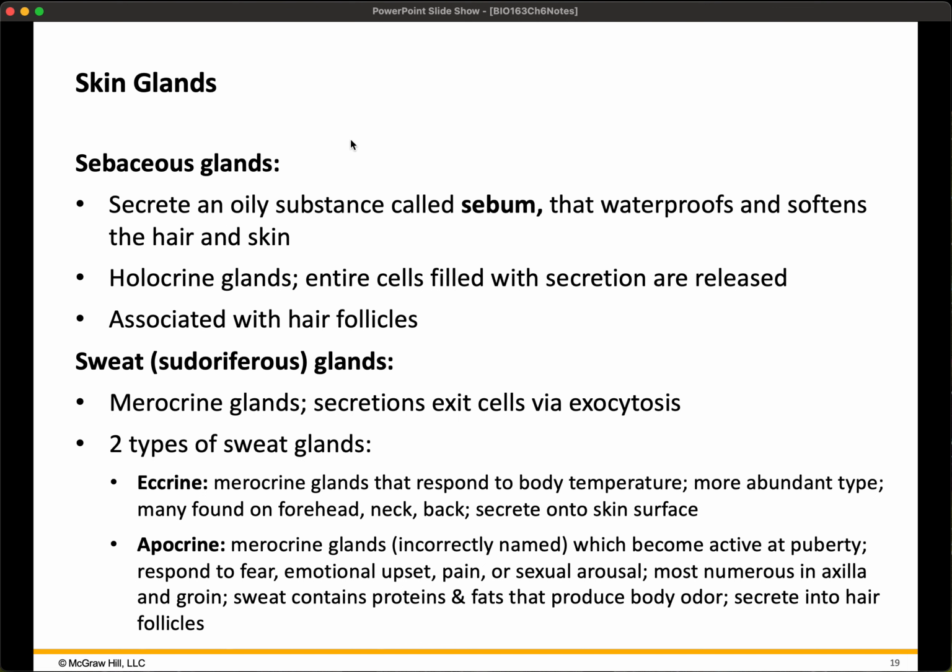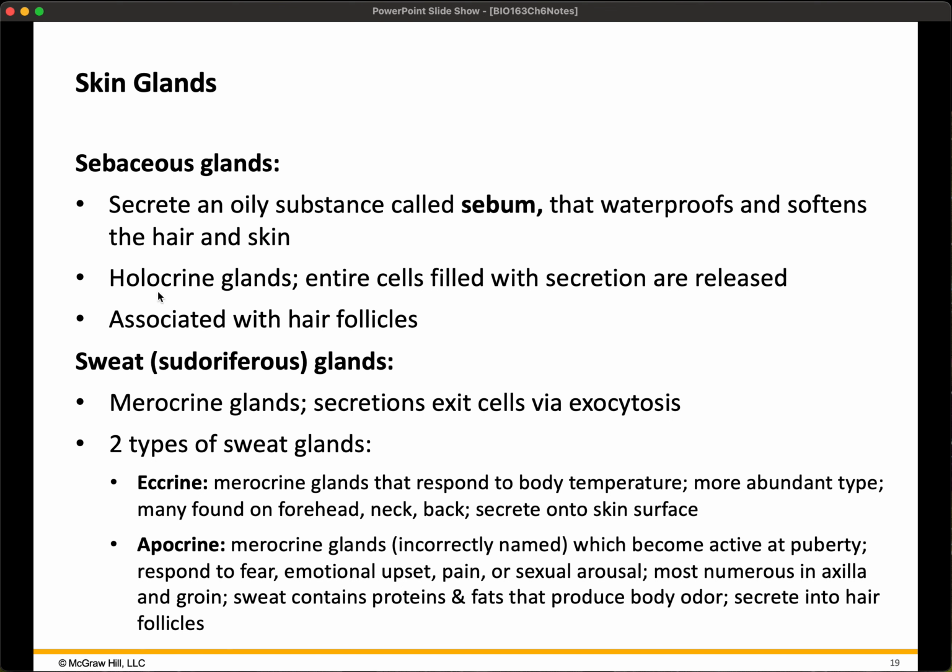Inside of your skin, you also have glands. We talked about sebaceous and sweat glands. So sebaceous glands are your oil glands that secrete sebum. These are the glands that are glommed right onto the hair follicle itself. So sebaceous glands do not have a duct that connects them to the hair follicle. They are directly attached to the hair follicle. And as they secrete their sebum, that helps to waterproof and soften your hair and skin.